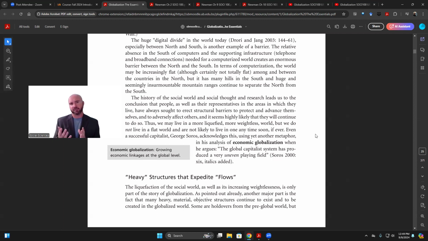So think about the definition of society, like society being that population of humans who share a geography, an identity, a culture, and also a governing body, which differentiates the nation from the state, have always sought to erect structural barriers to protect and advance themselves and to adversely affect others. And it seems highly likely that they will continue to do so.